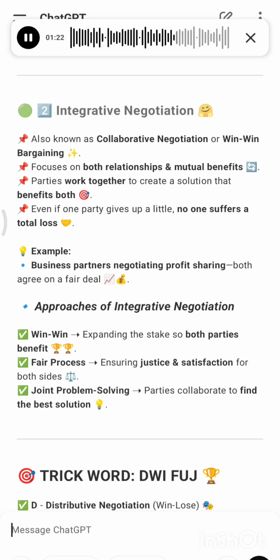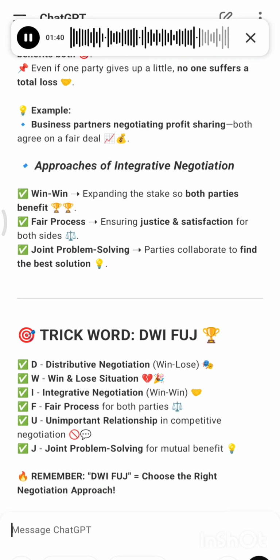Approaches of integrative negotiation: win-win, expanding the stake so both parties benefit. Fair process, ensuring justice and satisfaction for both sides. Joint problem solving, parties collaborate to find the best solution.